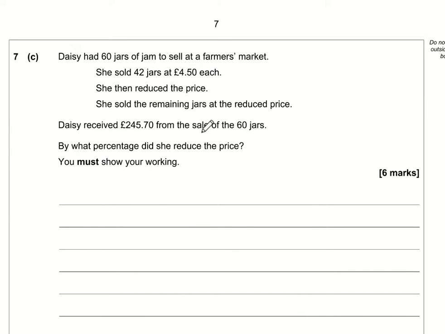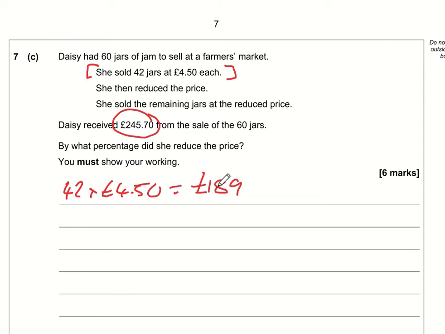For part C, so she's reduced the price of the jam. So what I'm going to do first of all is work out how much she made originally when she sold them at full price. That's 42 lots of £4.50. So from the full price sales she made £189. So the difference between this and the 189 was from the ones that were on sale, and 245.70 minus the 189 comes to £56.70. So she made £56.70 from the sales of the jars that were reduced.